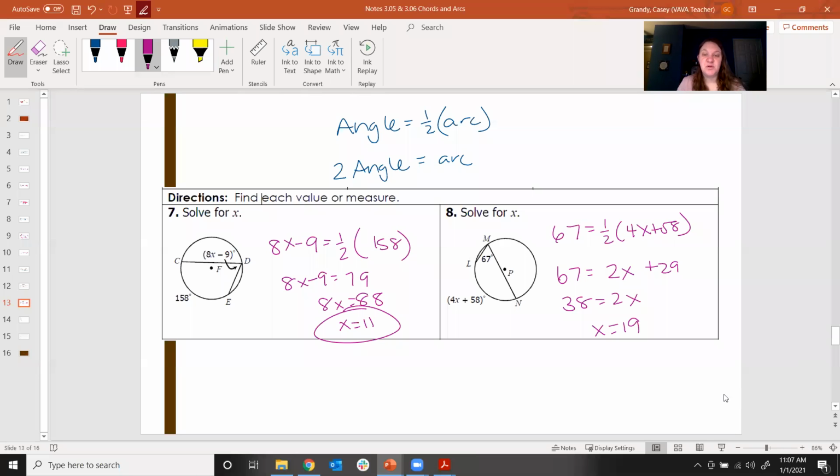Okay, so in this example, the angle was 67 and the arc is 4x plus 58. So the angle equals half of the arc. Don't forget to distribute that 1/2 to everything. Or maybe you chose to multiply both sides by 2 at this step. That would be okay too. We're going to get the same answer. I distributed the 1/2 to everything in the parentheses, giving me 2x plus 29. Subtract 29 from both sides, divide by 2. If you solved it slightly differently algebraically, but you still got x equals 19, then I'm sure that you did it correctly.